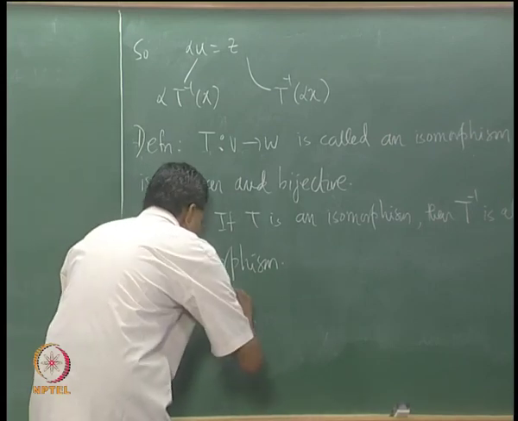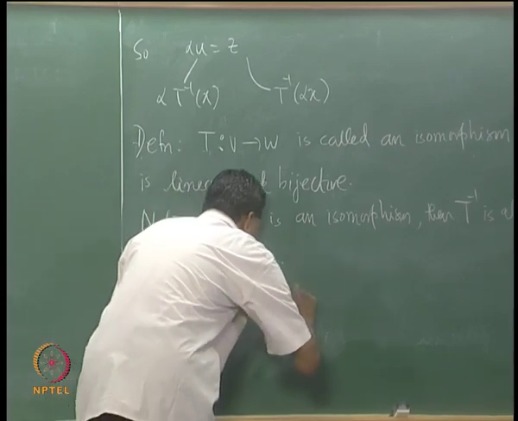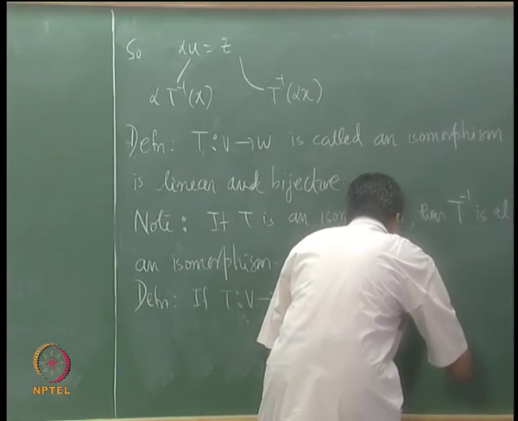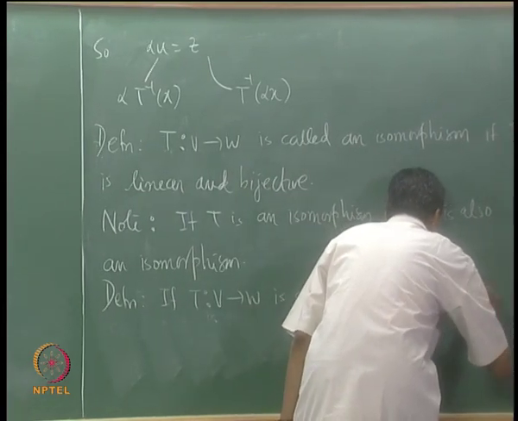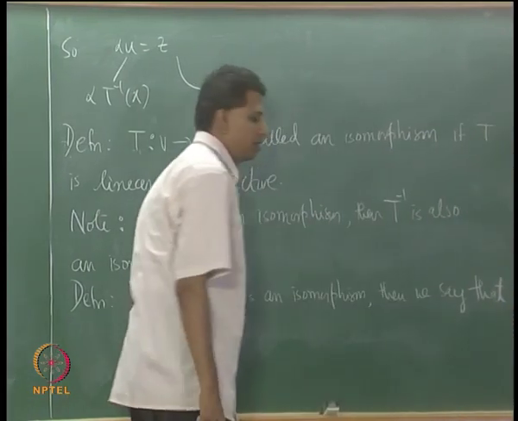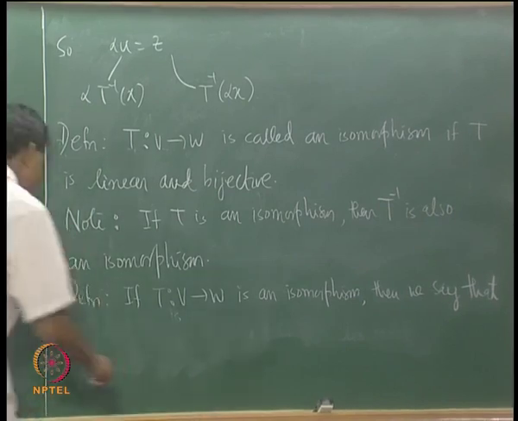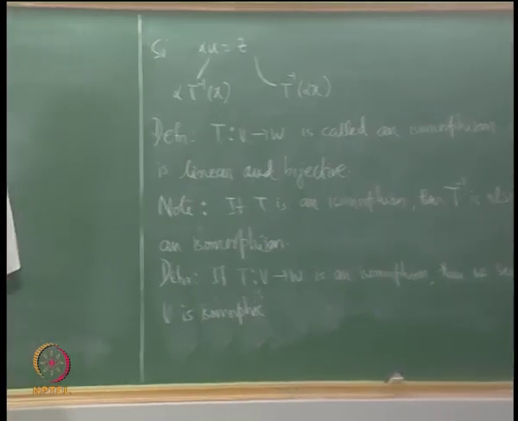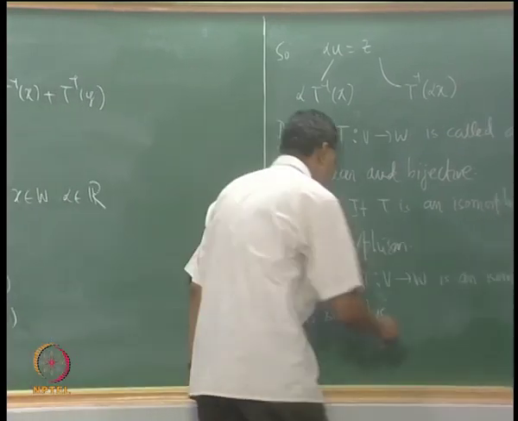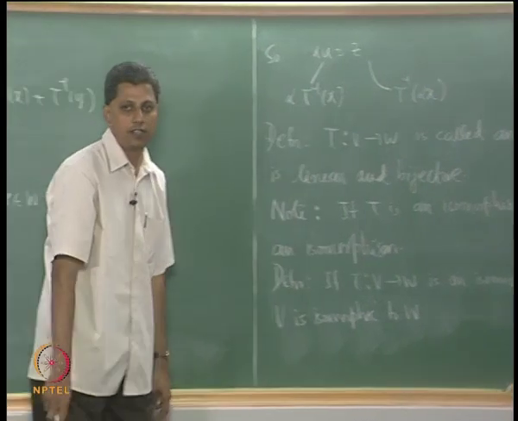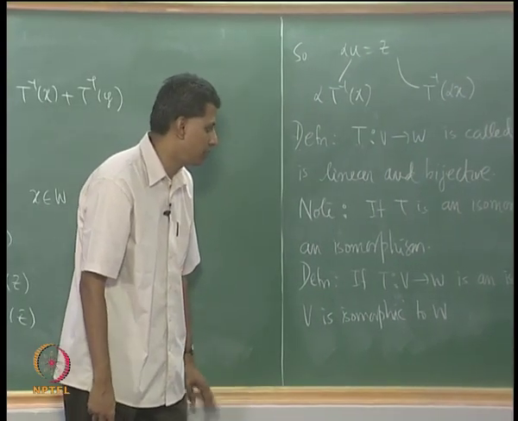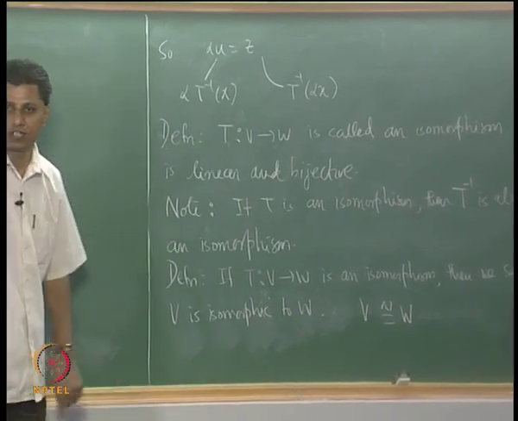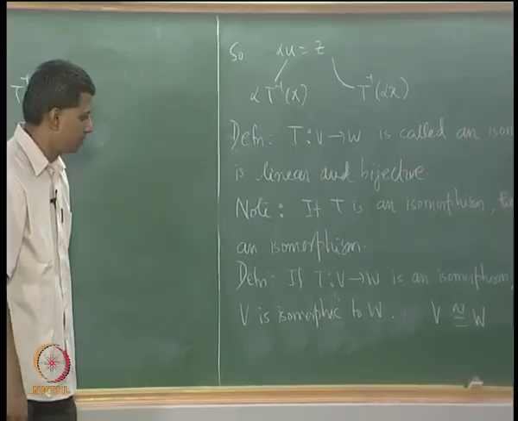If T from V to W is an isomorphism, then we say that V is isomorphic to W. There is an isomorphism from V into W, then we say that V is isomorphic to W, and we use the following notation to denote that there is an isomorphism from V into W. On the left I have V, on the right I have W. This is the symbol for isomorphism. V is isomorphic to W.